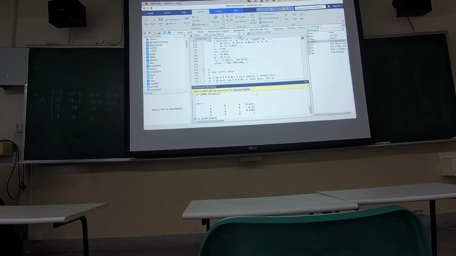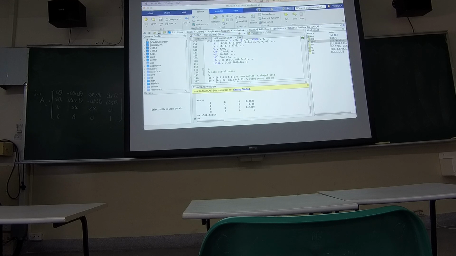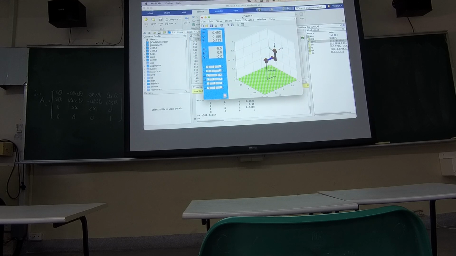So it's P560.teach. Then you can have the robot, and you can play with all the angles. They have all the simulations, the 6 joints.